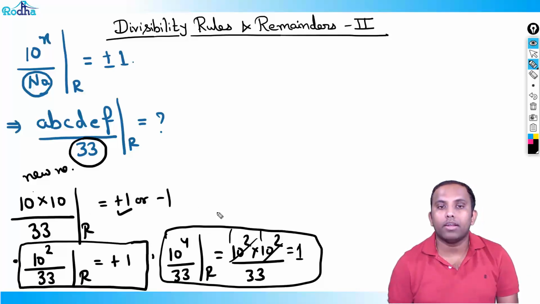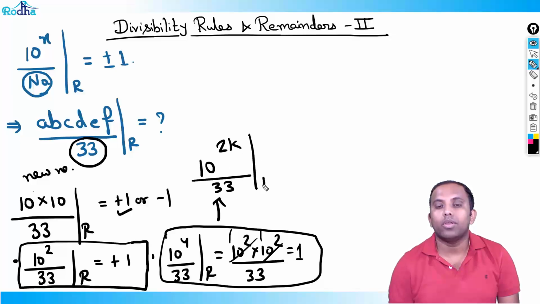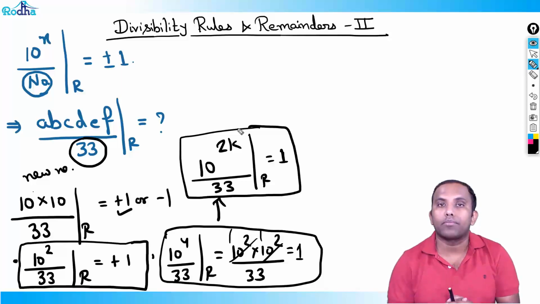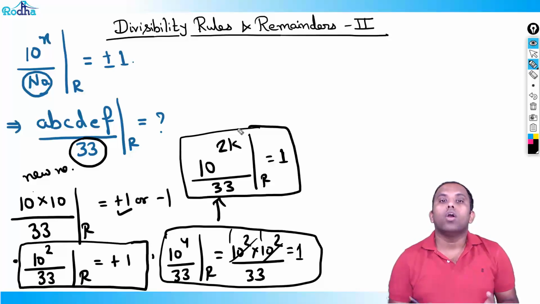So I can write that every multiple of 10 square, that is 10 raised to 2k, upon 33 will give a remainder of plus 1. Very carefully understand: why have I written 10 raised to 2k? Because every multiple of 10 square, like 10 square, 10 raised to 4 or 10 raised to 6, on dividing by 33 will give a remainder of plus 1.